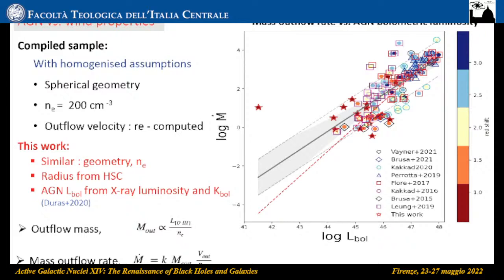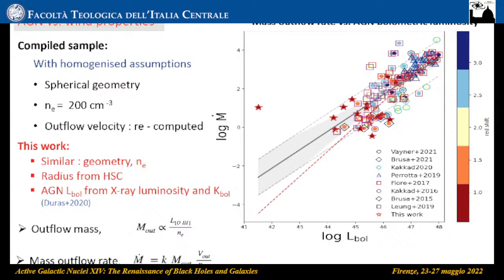So in addition to the candidates from the EFEDS, we have also compiled a sample from the literature of those AGN that have been confirmed with ionized outflows at redshift greater than 0.5. Since their outflow properties have been determined using different assumptions, we try to homogenize the assumptions. So we assume the same geometry and the gas electron density. Then we recomputed the velocity, in case the velocity given was computed using different methods. And we did the same for our work.